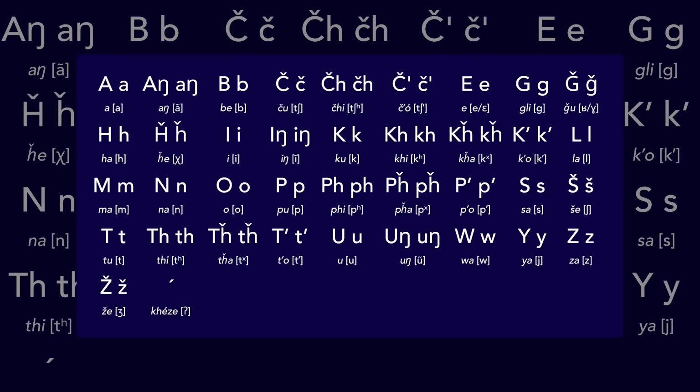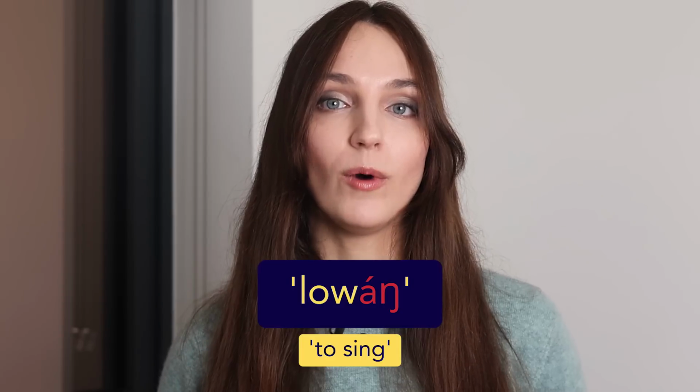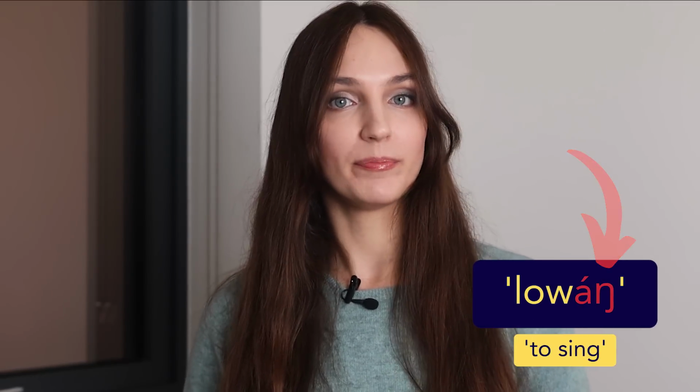Sioux has a great variety of vowel and consonant sounds, so great that I don't even know where to start. Let's start with vowels. Sioux has a set of 5 regular and 3 nasal vowels. Notice, by the way, the accent mark, which indicates stress, and pitch accent, which gives the stressed vowel a higher tone. Now to the consonants.